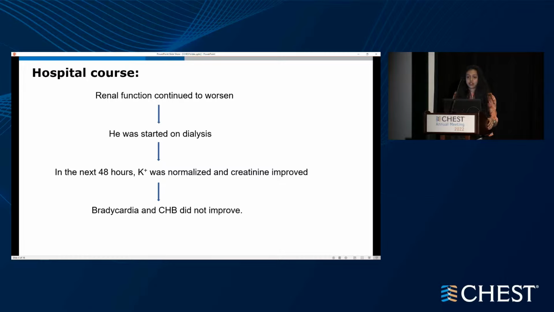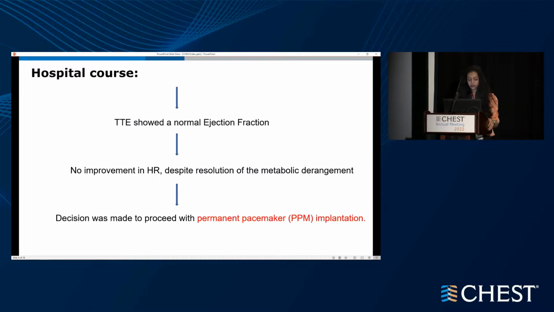In the next 48 hours, his potassium was normalized. It was down to 4. But whenever we came down on the pressor support, he was again bradycardic, as low as the 20s, and the rhythm was again complete heart block.